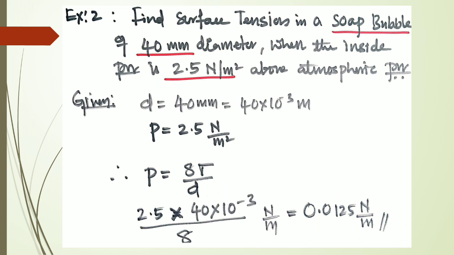Fine. Therefore, I know for the pressure intensity on soap bubble is 8 sigma by D. That is, sigma is the unknown. So we need to find sigma here. Fine. So pressure he has given, diameter is given. We need to find sigma. Therefore, sigma is equal to 2.5 into 40 into 10 raised to minus 3 divided by 8. So sigma units are Newton per meter. So 0.0125 Newton per meter. Fine. So this is the simple problem for a soap bubble.